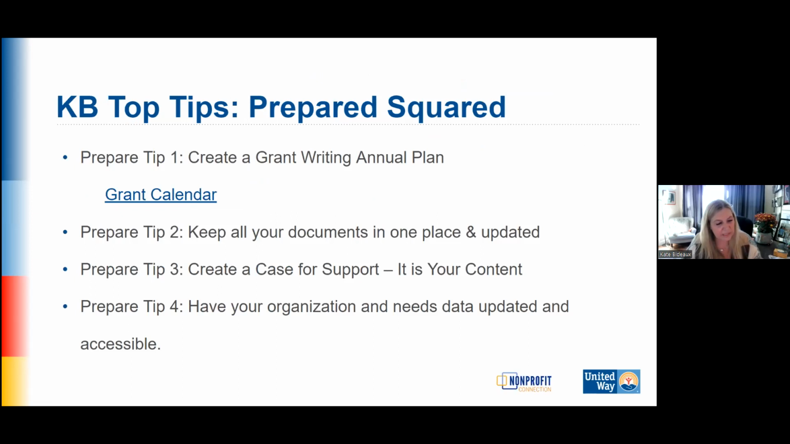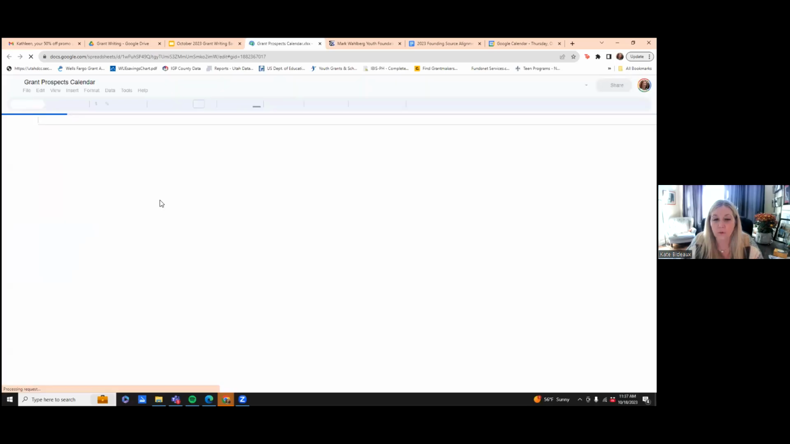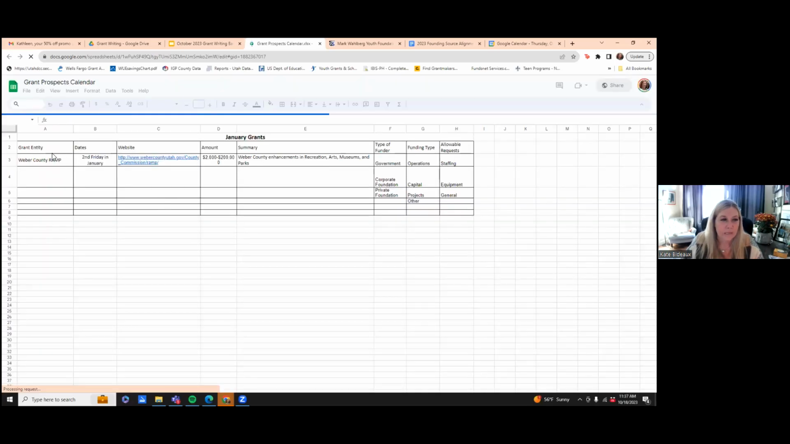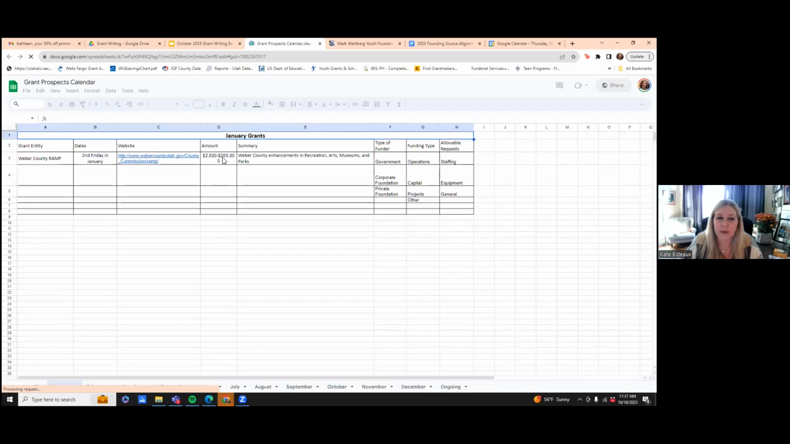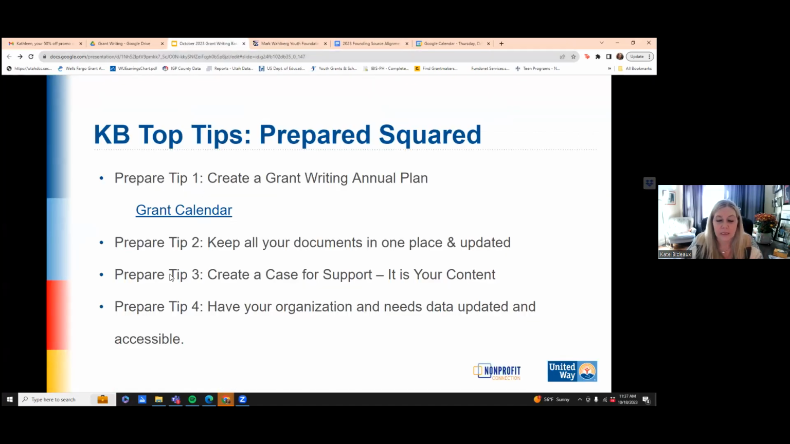And I'm just looking at my time, making sure. We've got a grant writing annual calendar. So here's the calendar that I use, or a template for it. It's in there: the grant entity, the dates, the website, the amount, a summary of what it's for, the type of funding, and allowable requests. But you can make your own. And then I do it by month. So every year and then by month. So you have that. I always say keep your documents in one place and keep them updated. And we're going to talk about that in a second.